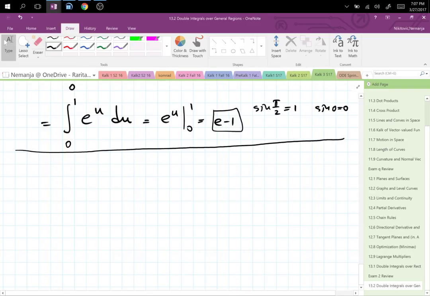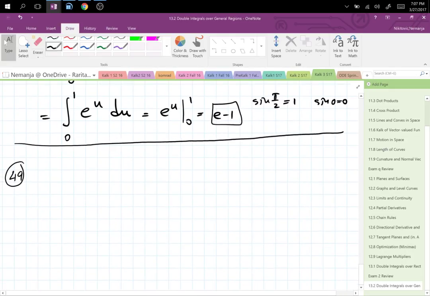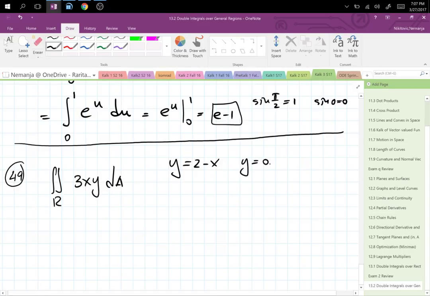Okay, so let's take a look at one more. This is problem 49. And it says you are to integrate the double integral over the region of 3xy dA, where the region is bounded by y equals 2 minus x. Don't forget to graph this, otherwise you're doomed. y equals 0. And x equals 4 minus y squared.